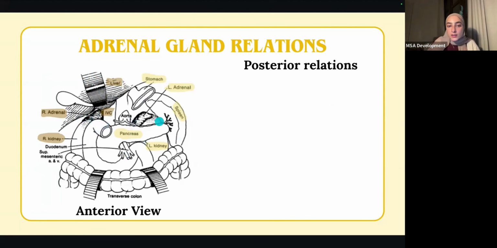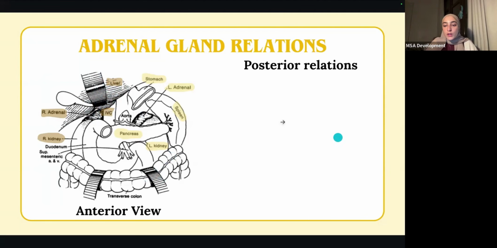That's why we have a lot of things in front of it. For the left adrenal gland, you have the spleen, stomach, and pancreas, and that's it. Those are the things that you have to know. For the right adrenal gland, you have the inferior vena cava and the liver, which now is lifted up, but in its normal anatomical position, it would be on top of the adrenal gland. Okay, that's it for the anterior view.